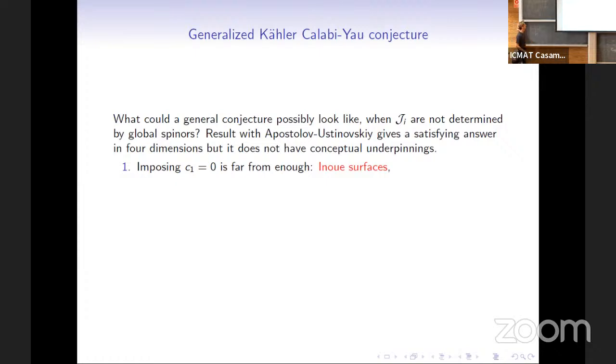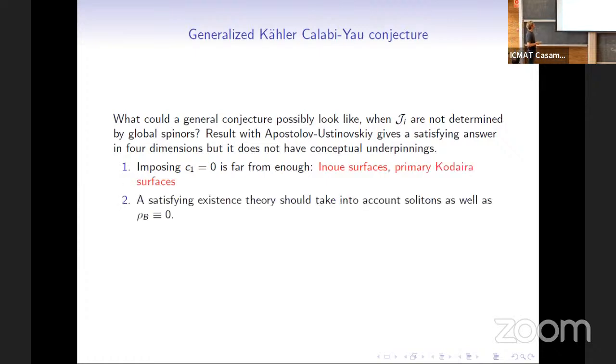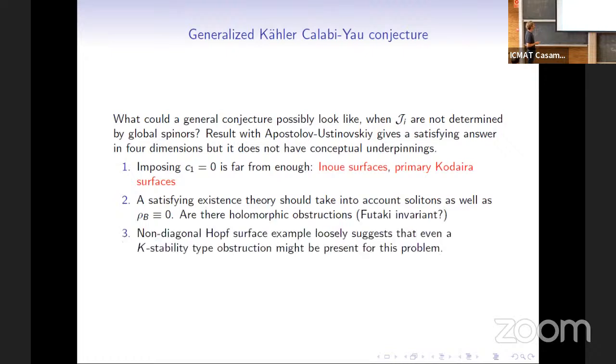I can't build you a soliton. It doesn't work like that. And again, all these naive things you would guess, they're just not enough. So maybe there's some holomorphic obstructions, like a Futaki invariant. Maybe there's even a K-stability obstruction. Something like this might even be true. But yeah, okay, thanks for your attention. Any questions or comments?